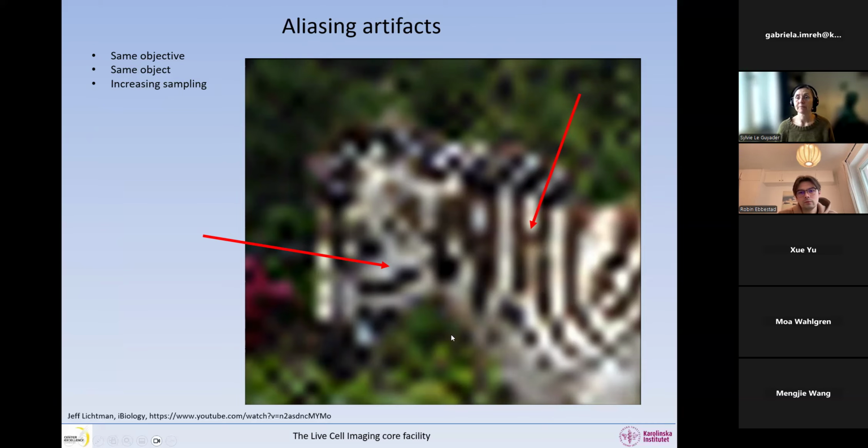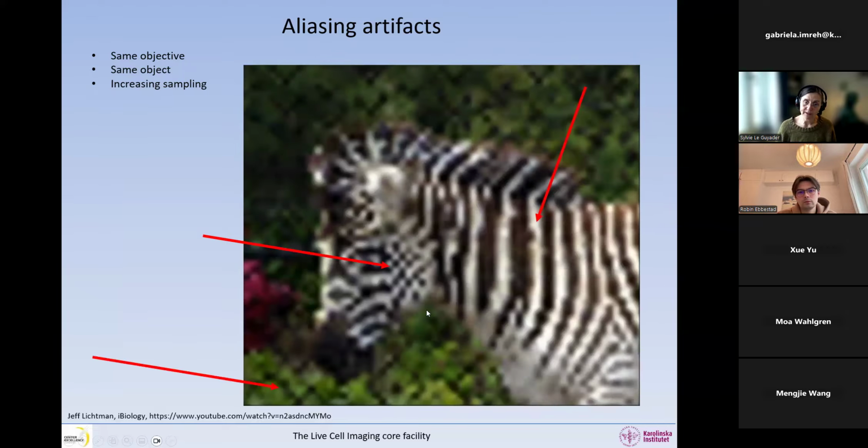Okay. So if we sample a little bit better, what we can see now is that, oh, this bridge disappears. But what we can see in here now is this sort of checkered pattern.